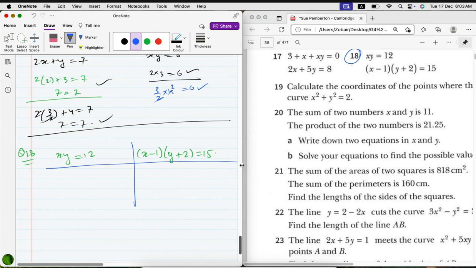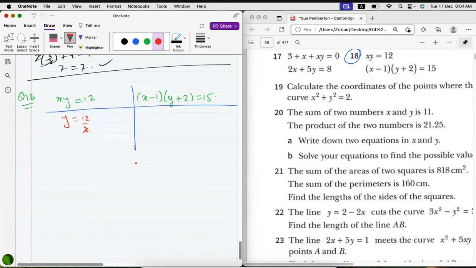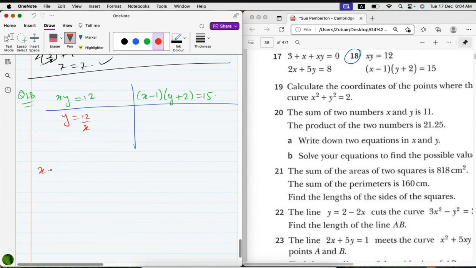I think I'm overcomplicating it when I'm doing it. Okay, let's see. We'll make one of the variables the subject on the left hand side. Let's say y is equal to 12 over x and substitute it on the other side. x minus 1 stays as it is. y is now 12 by x plus 2 is equal to 15. We slowly multiply them. This is 12 plus 2x minus 12 by x minus 2 is equal to 15.